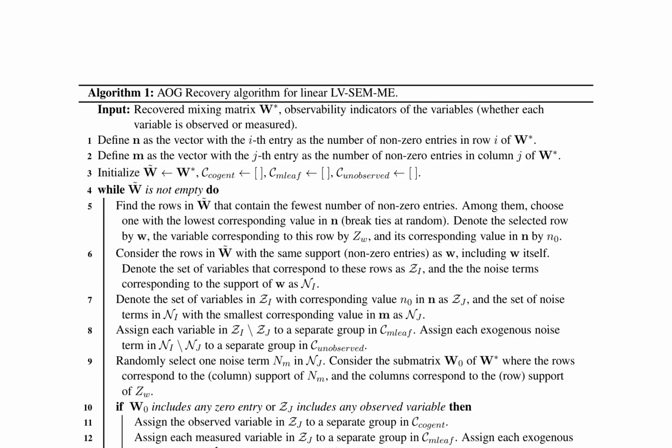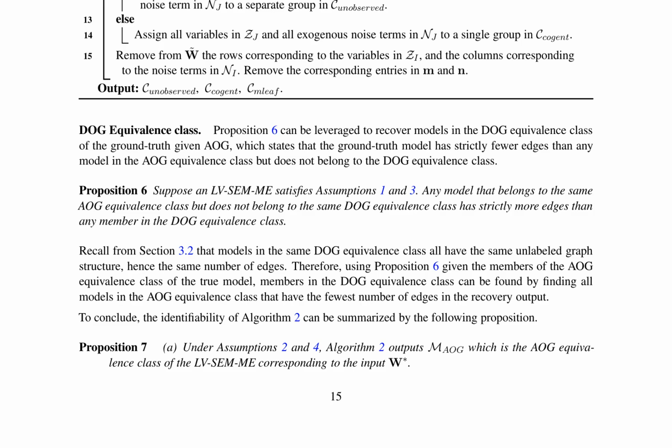Here is a combined summary of pages 15 and 16 of the research paper. The authors present two algorithms for recovering the AOG and DOG equivalence classes of a linear latent variable structural equation model with measurement error, LVSEMME. Algorithm 1, the AOG recovery algorithm, takes as input the recovered mixing matrix W** and observability indicators of the variables. It iteratively selects rows and columns of W** with the fewest non-zero entries, partitions the variables and noise terms into separate groups, and assigns them to the sets Unobserved, Sequogent, and CMleaf. The algorithm outputs these sets, which are used to recover the AOG equivalence class.